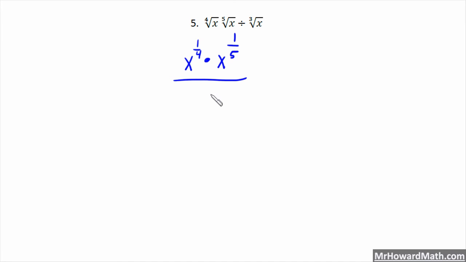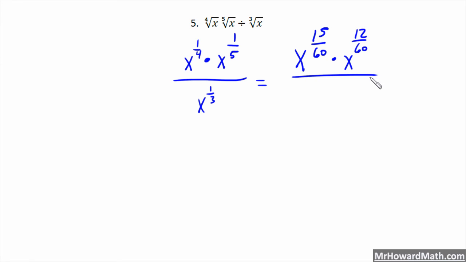Divided by the cubed root of x is the same thing as x to the 1/3. So we're going to need a common denominator here on these, and if you work that out, the smallest number that 4, 5, and 3 all go into is 60. So we're going to rewrite all of these with a 60 denominator. So 4 goes into 60 15 times, so that would be x to the 15/60ths. That's the same thing as 1/4. And then times x to the 5 goes into 60 12 times, so 12/60ths. And then 3 goes into 60 20 times, so x to the 20/60ths.